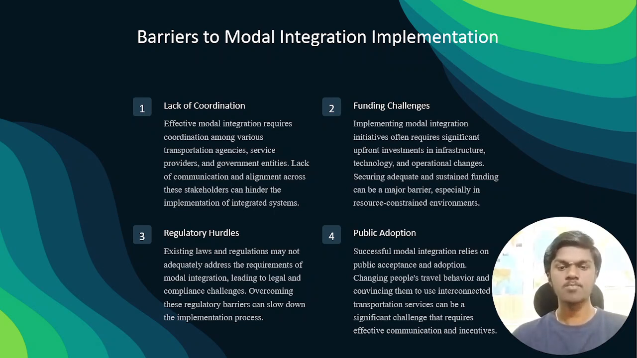Regulatory hurdles. Existing laws and regulations may not adequately address the requirements of model integration, leading to legal and compliance challenges. Overcoming these regulatory barriers can slow down the implementation process. Public adoption. Successful model integration relies on public acceptance and adoption. Changing people's travel behavior and convincing them to use interconnected transportation services can be a significant challenge that requires effective communication and incentives.